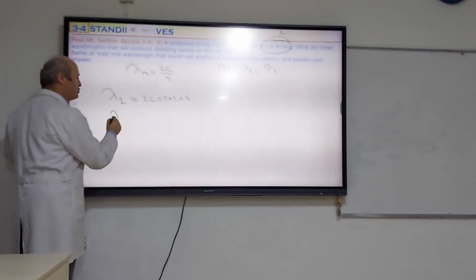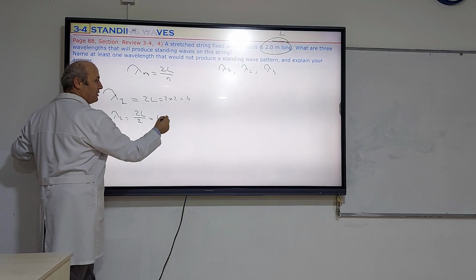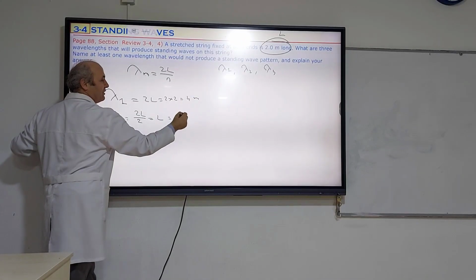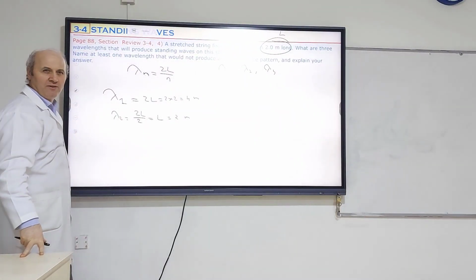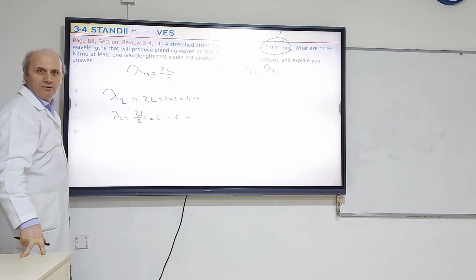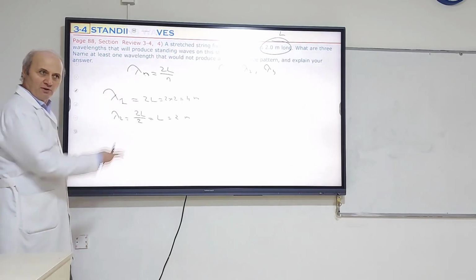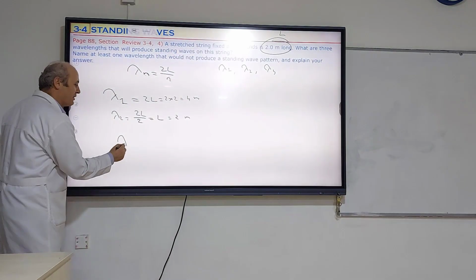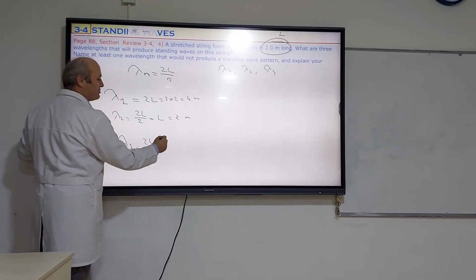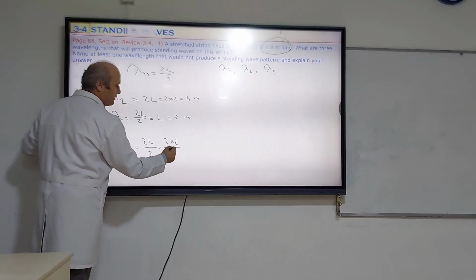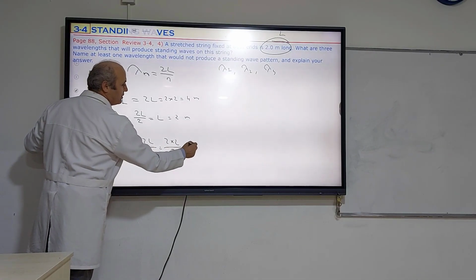Next harmonic, lambda 2. 2L over 2. It is L. How much? What happened to the wavelength? Decreases. Even half. Do you remember again harmonics? Fundamental frequency lambda 1, second harmonic lambda 1 over 2, third harmonic lambda 1 over 3. So it goes the same way. Lambda 3, 2L over 3. Insert the numbers, 2 times 2 divided by 3. Result is going to be 1.33.